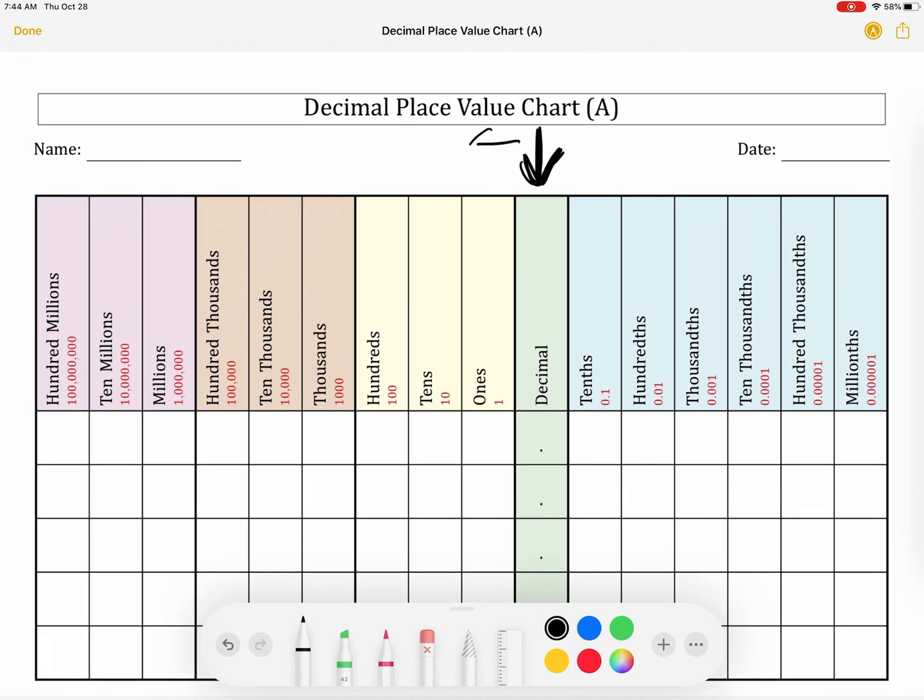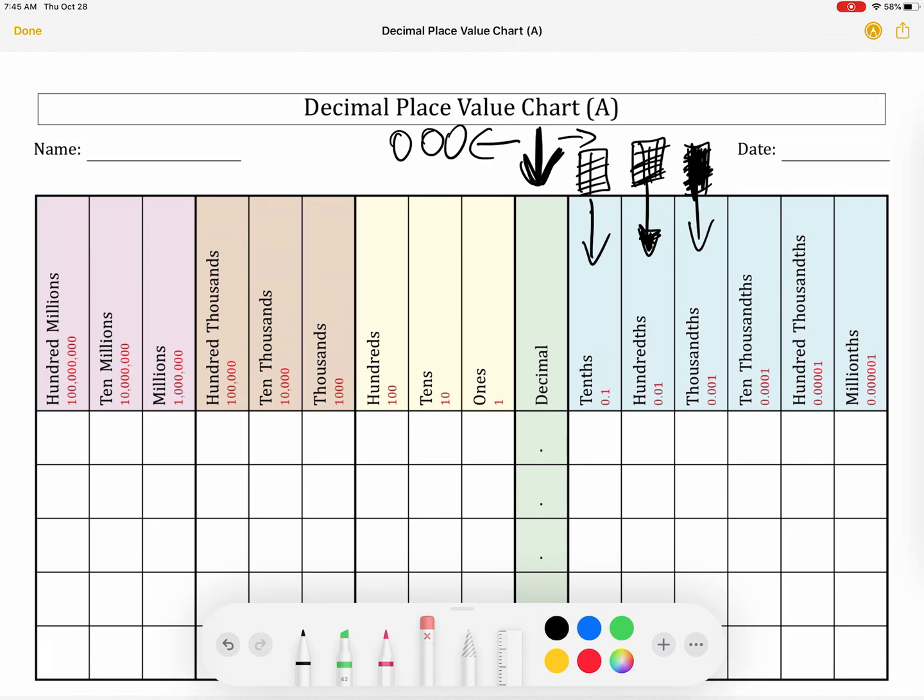Why? Because anything to the left of it means I have wholes. Wholes meaning complete objects. Anything to the right of it, we are breaking that whole up into different amounts. For example, when we have tenths, I am breaking that whole, that one chocolate bar, into 10 pieces. When I am breaking it over here, I am breaking that one chocolate bar into 100 pieces, and here I am breaking it into the tiniest little pieces, which is thousandths.